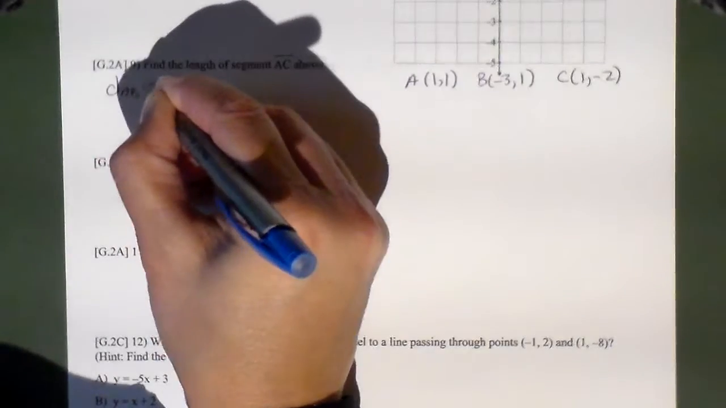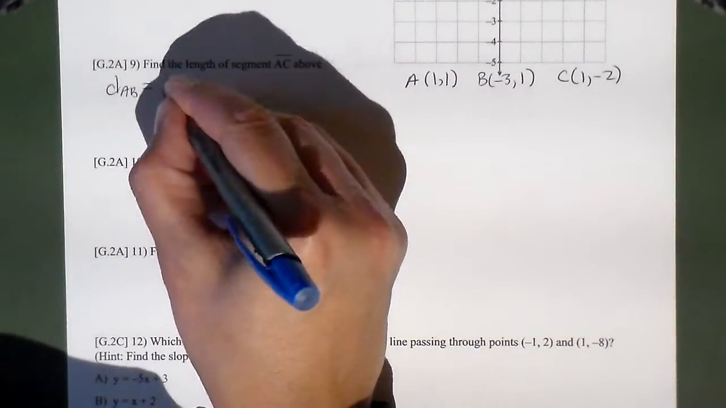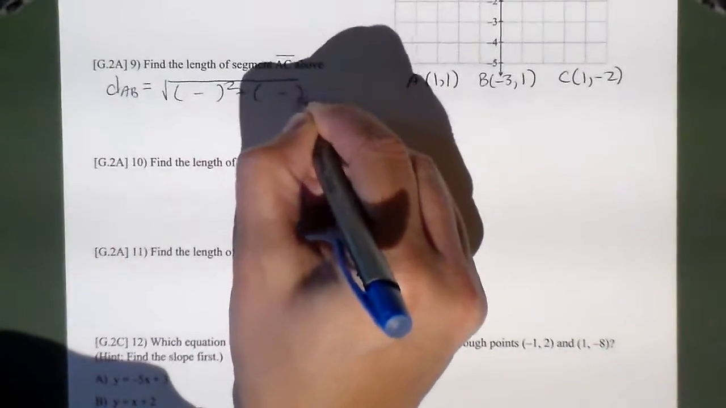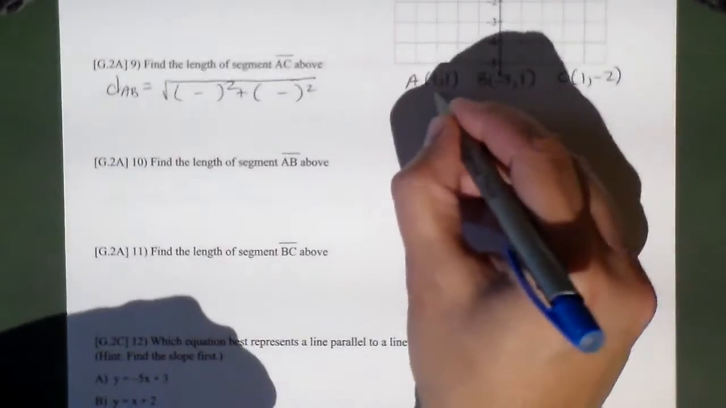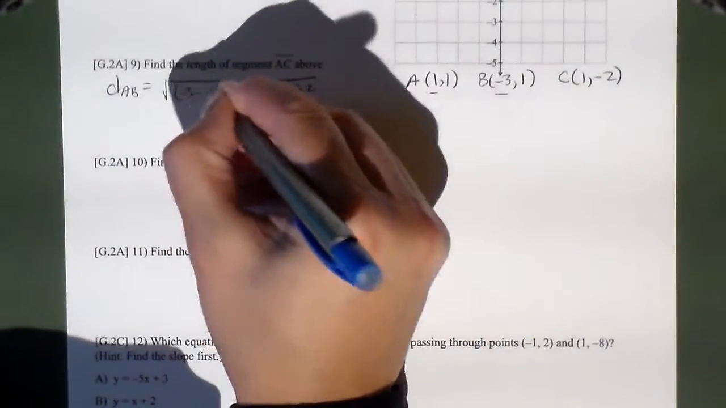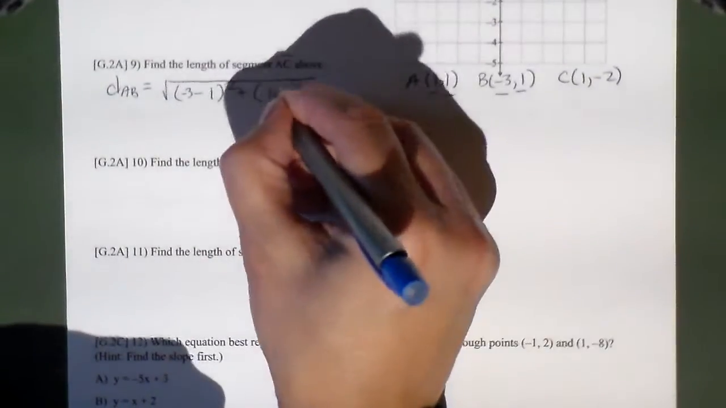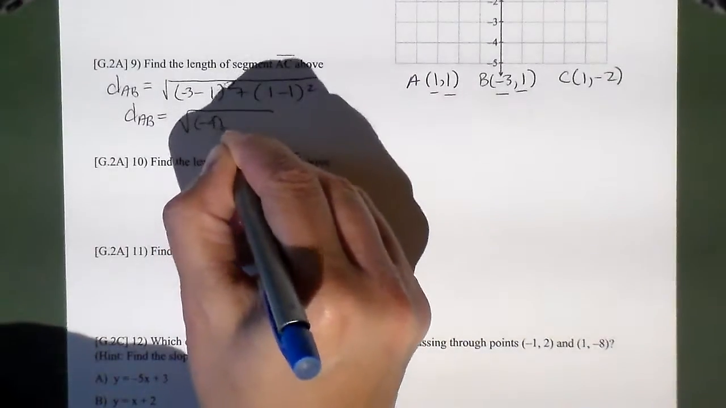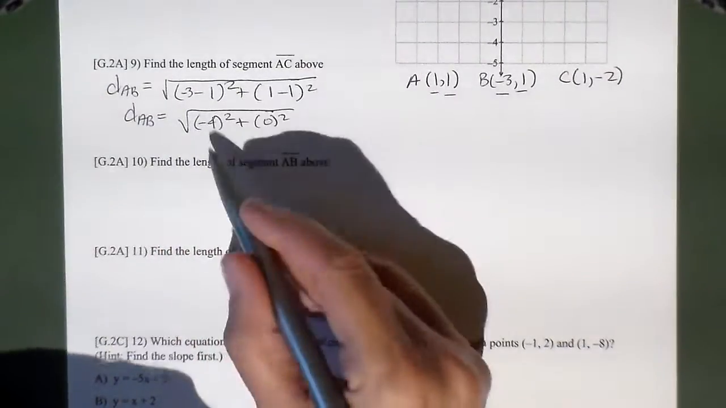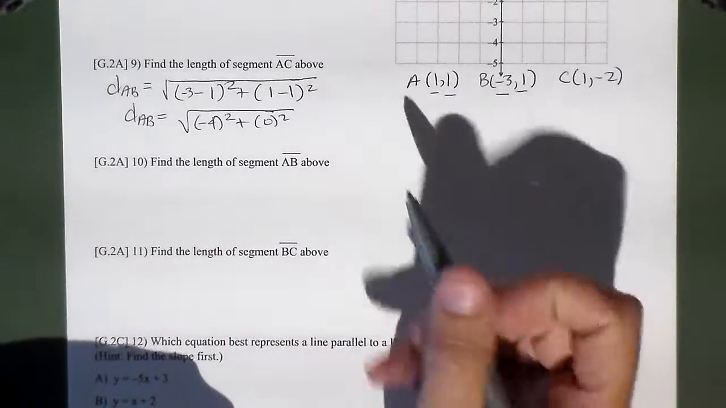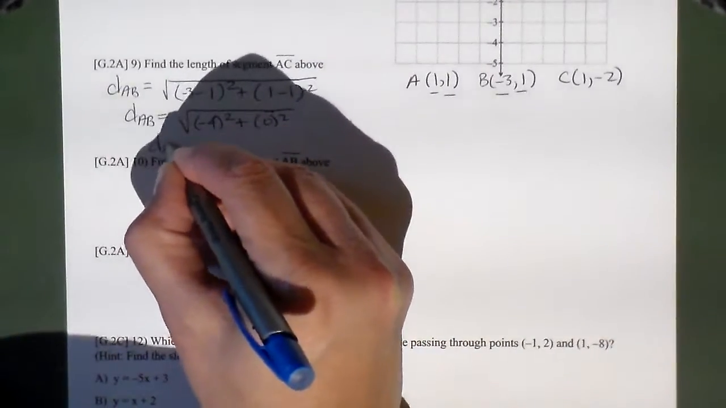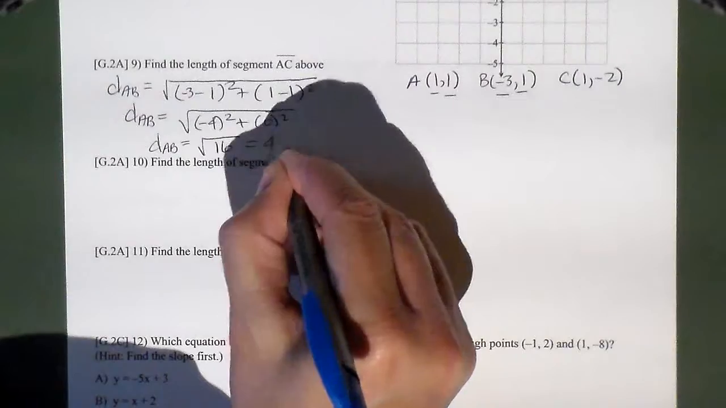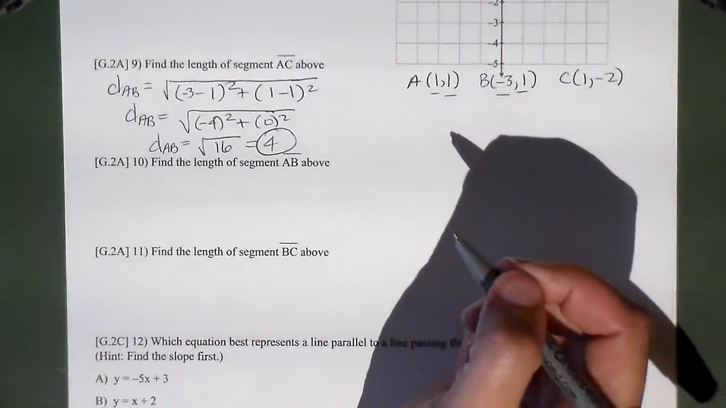So let's do the distance from A to B. The distance from A to B is x2 minus x1, so -3 minus 1, y2 minus y1, 1 minus 1. So the distance from A to B is equal to -4 squared plus 0 squared. Some of you again got -4 and you made that -16. When you square something, it becomes positive. So the distance from A to B is equal to the square root of 16 plus 0, and the square root of 16 is 4. So that was your answer to the first one.